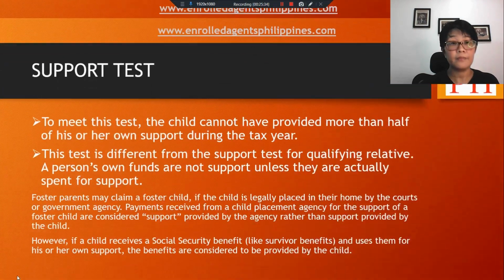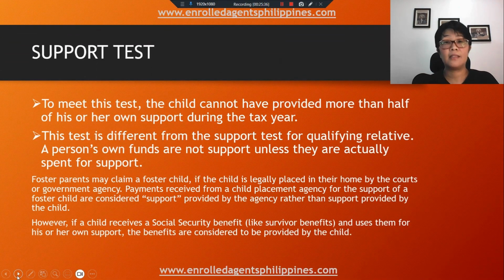Okay? Support test. Okay, so ito naman. To meet this test, the child cannot have provided more than half of his or her own support during the tax year. This test is different from the support test for qualifying relative. A person's own funds are not support unless they are actually spent for support. Okay, ano ba ibig sabihin nun?